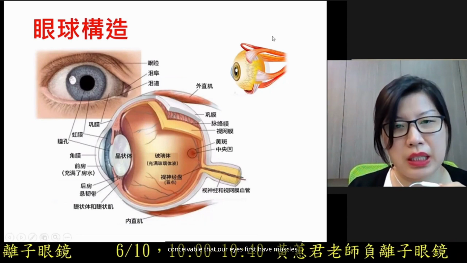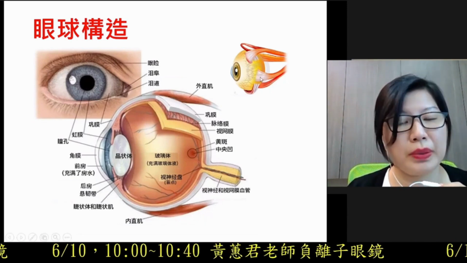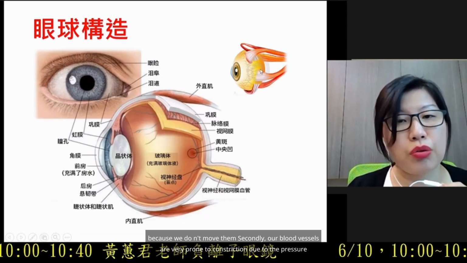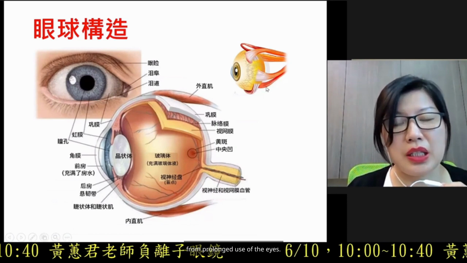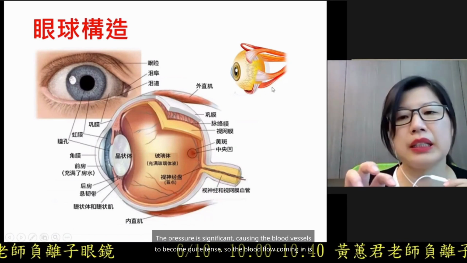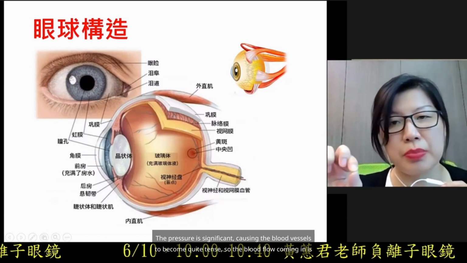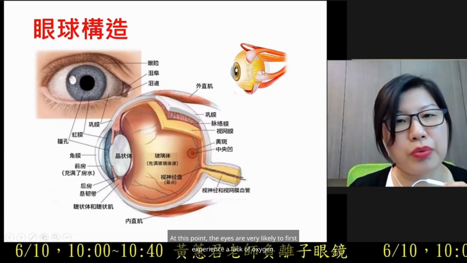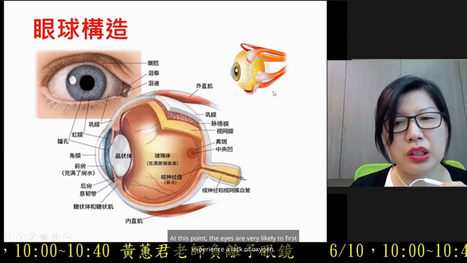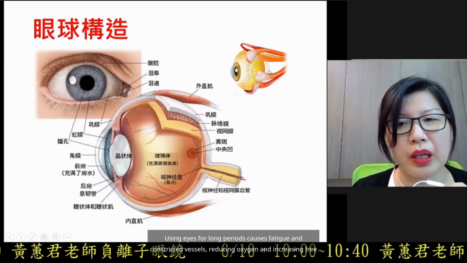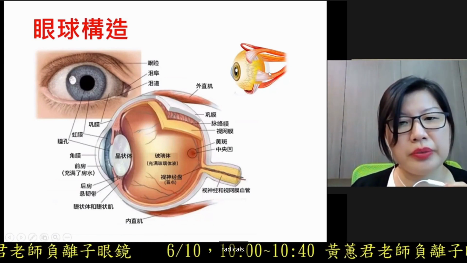It is conceivable that our eyes first have muscles because we don't move them. Secondly, our blood vessels are very prone to constriction due to the pressure from prolonged use of the eyes. The pressure is significant, causing the blood vessels to become quite tense, so the blood flow coming in is insufficient. At this point, the eyes are very likely to first experience a lack of oxygen. Using eyes for long periods causes fatigue and constricted vessels, reducing oxygen and increasing free radicals.